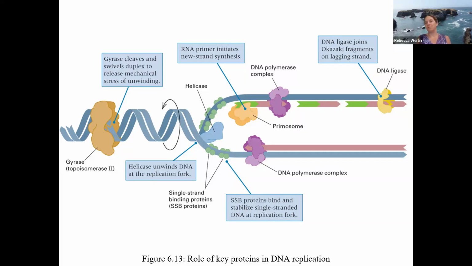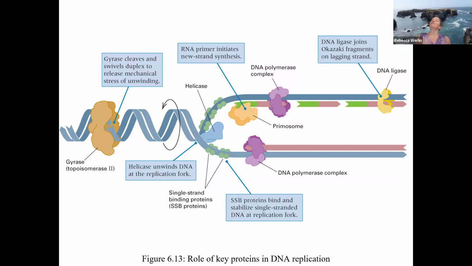And then some publishers prefer the "-osome," and -osome means protein complex. So primosome is just the primase enzyme shown as its multiple subunits. Then we have the DNA polymerase complex, because DNA polymerase itself is multiple protein subunits.